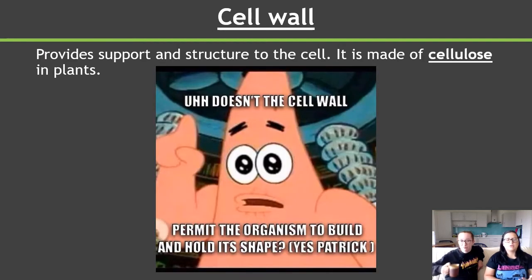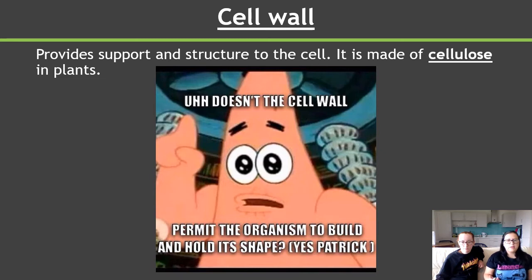Okay. The cell wall. So the cell wall is going to provide support and structure to the cell. And it is made of cellulose in plants. Now, we deal with this first point, support and structure. Quite often I see exam answers where it's saying the cell wall protects the cell. That is completely wrong. It will lose your marks. Never, ever say the cell wall protects the cell. It does not. It supports and provides structure.